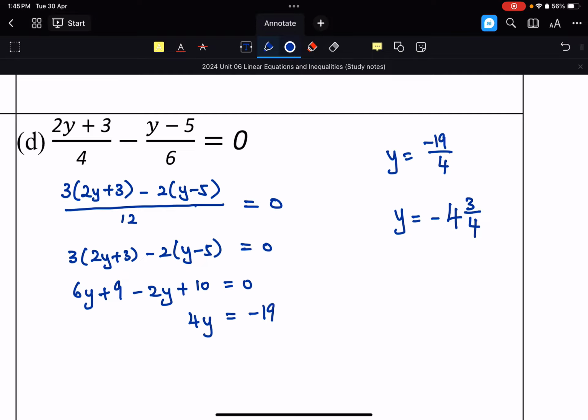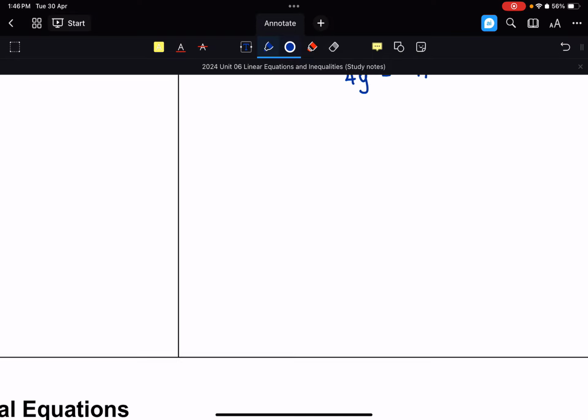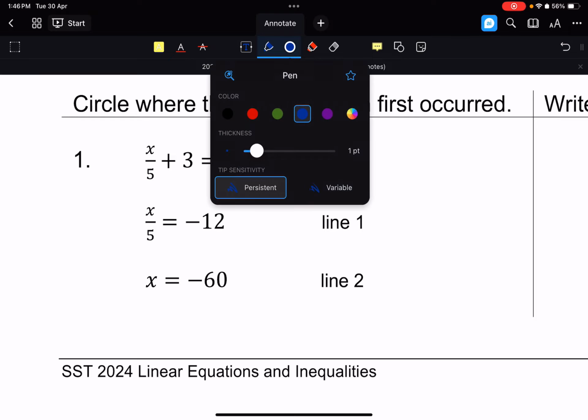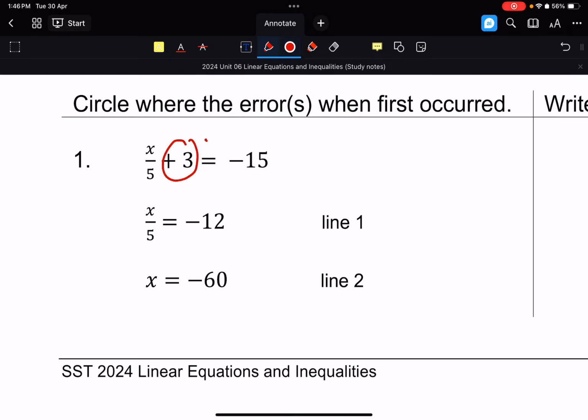Okay. So again, we have a situation here. Can you identify the error? Right? So let's take a look. First of all, this is the error. When this thing goes to the other side, it should be a negative. It should be a negative 3, because we are subtracting 3 on both sides. Now minus negative 15 minus 3, this is not correct.